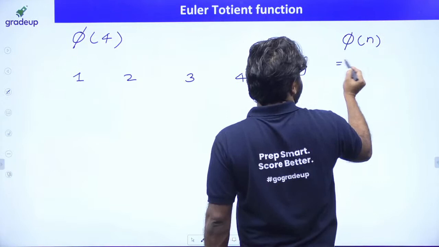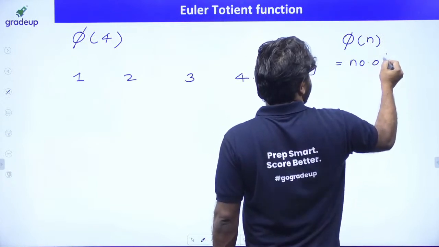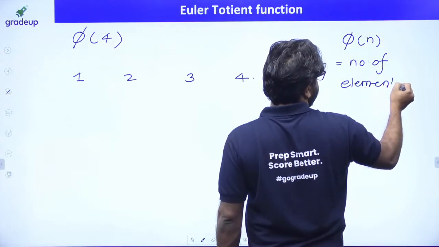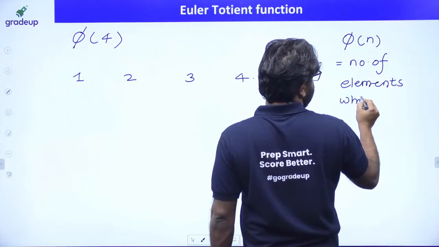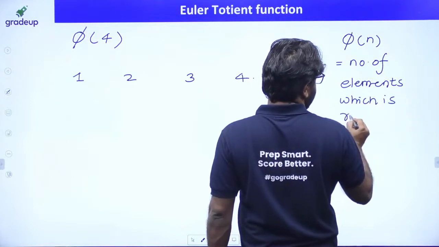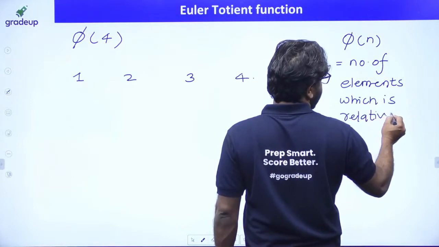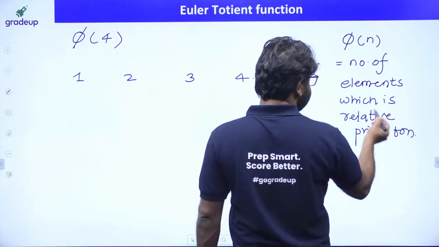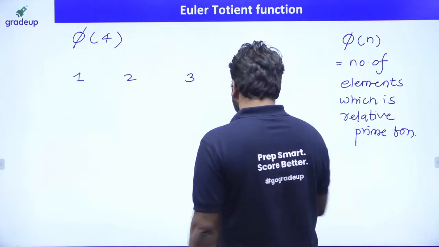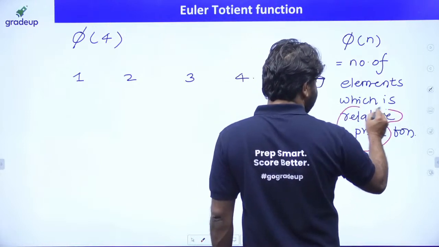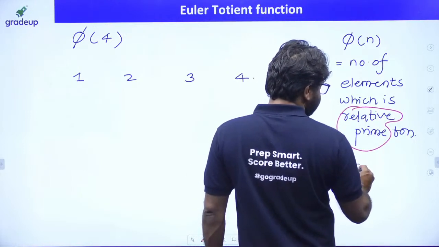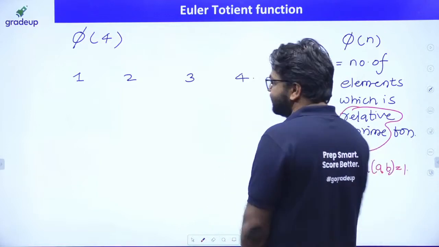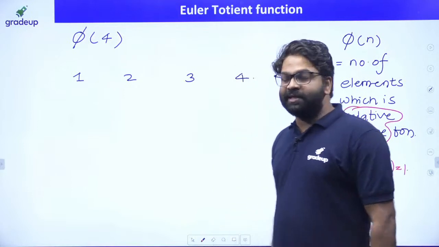As I have already told you, if anyone wants to understand what the totient function of n is, it is the number of elements which are relatively prime to n. And if anybody asks what relative prime is, you have to say that it is defined such that if the GCD of a comma b is 1, then that is called relative prime.